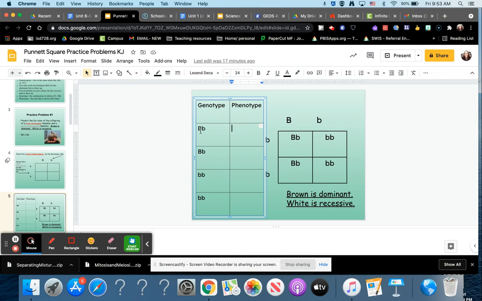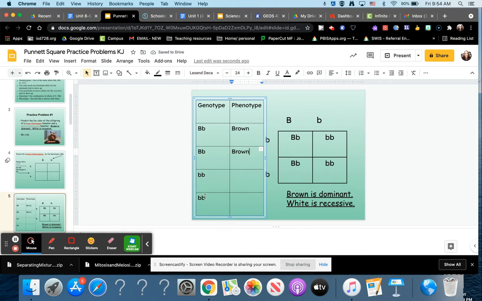So this right here, big B, little b, that is heterozygous, one of each allele. And because there's at least one dominant allele, that offspring is going to show the dominant trait. So since brown is the dominant trait, this hamster would have brown fur. This is the same as that, so it would also have brown fur.